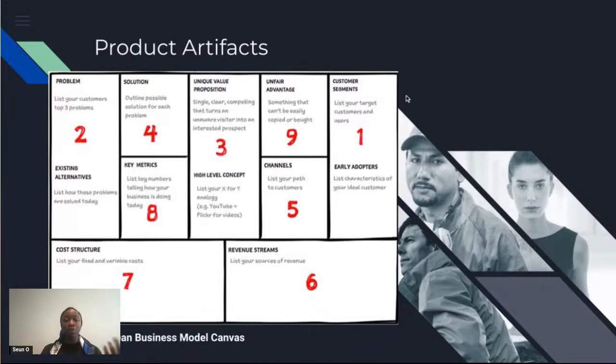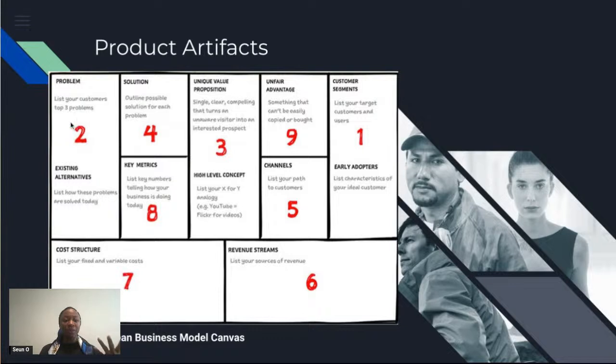at a glance. So number one just talks about your customer segment, where you list your target customer and your users. Most times these people are your early adopters, and you need to be able to list the characteristics of the ideal customer.